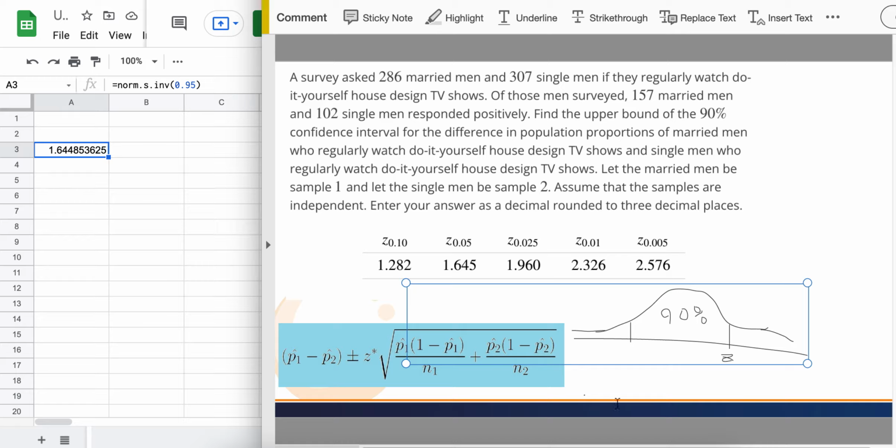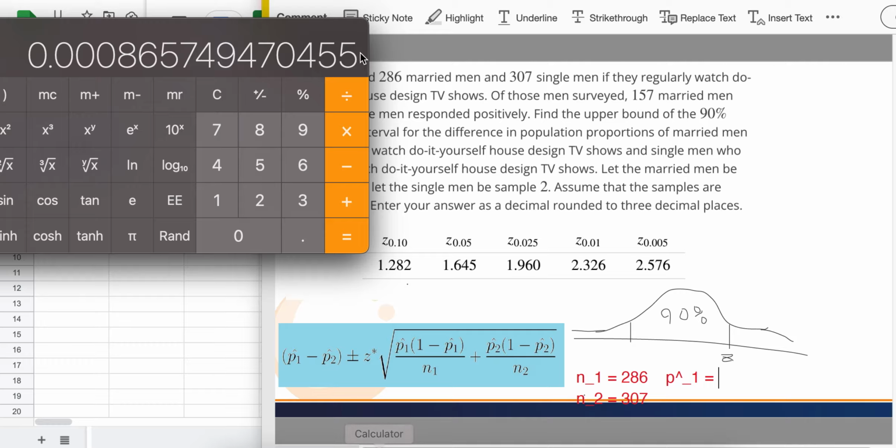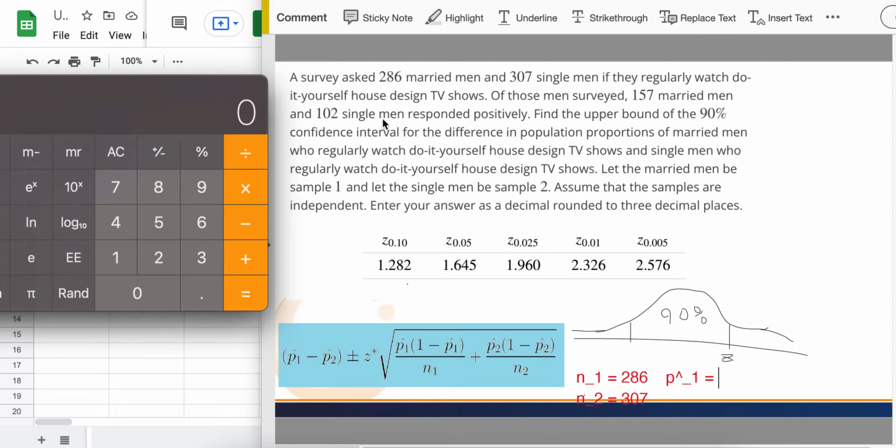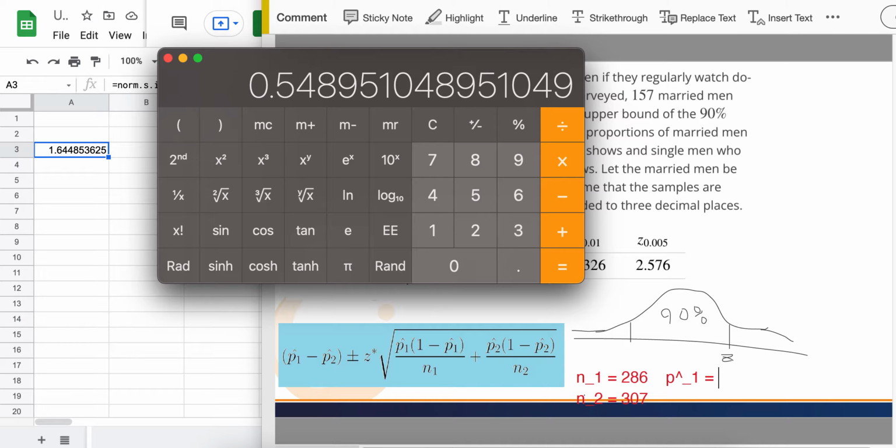Okay, so just to help you with where those numbers come from, if you read through the problem, it says that married men are supposed to be the first group, so n sub 1. N sub 1 is going to be 286 because the number of samples from the married group is 286. N sub 2 would obviously be 307, the single group. P hat sub 1 means the sample proportion that were successful or that had the characteristic that we're studying. It says in the problem that 157 married men responded positively. So take 157, divide by the sample size. That makes 0.5489.